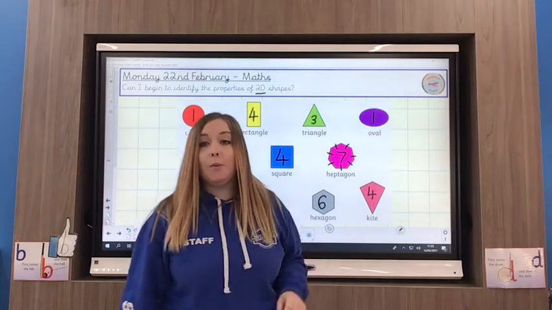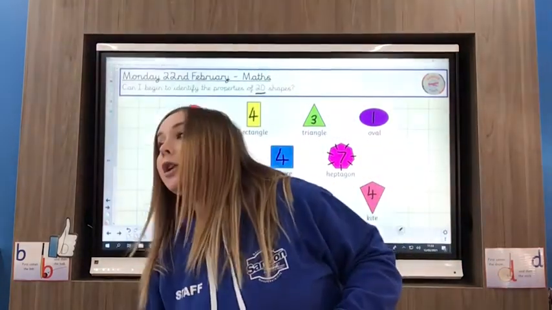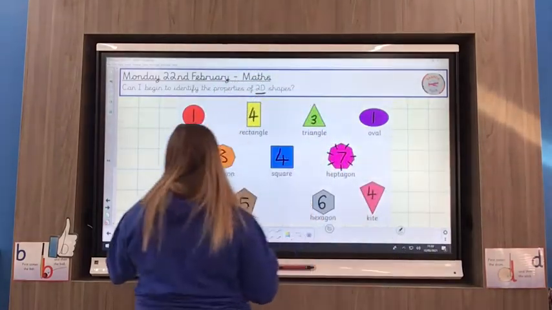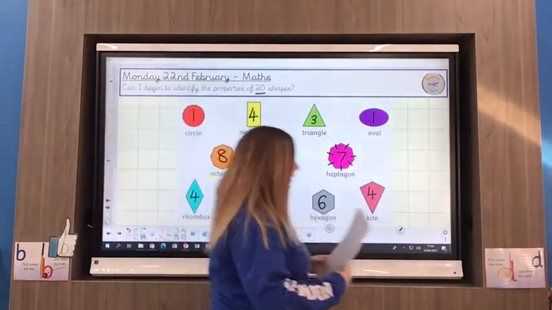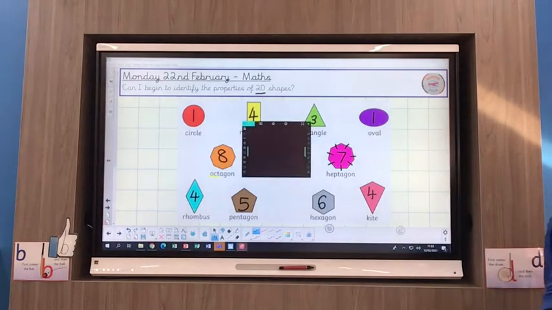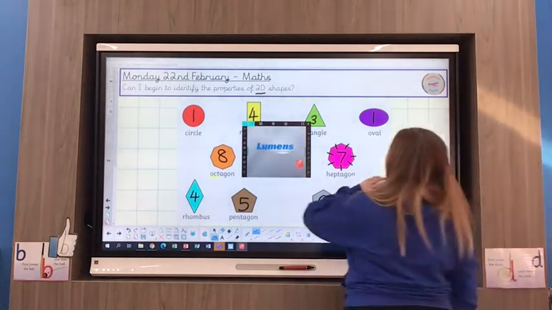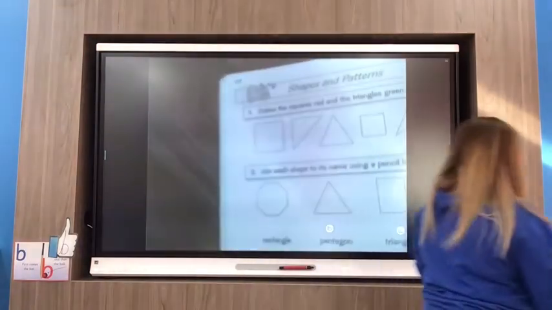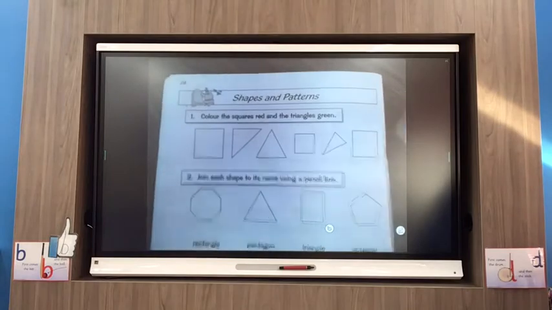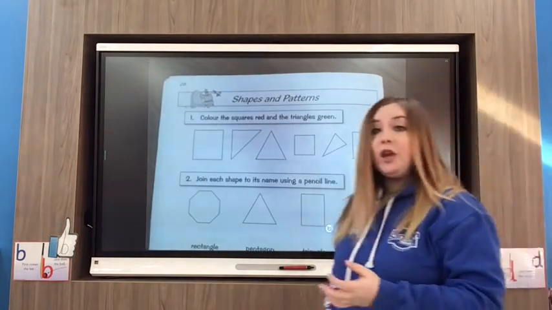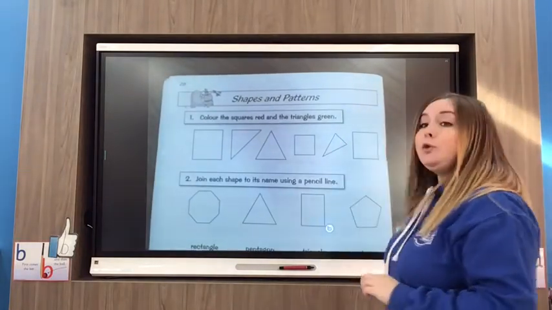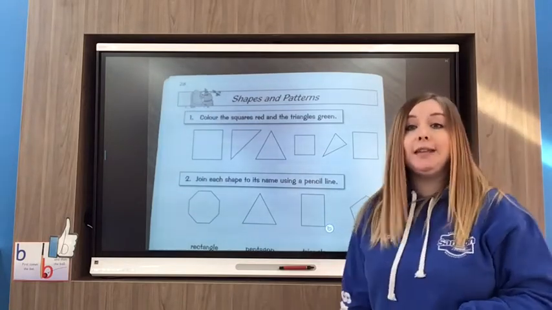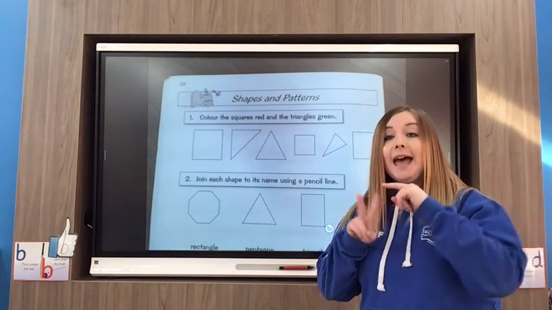The first thing I want you to do, Year 4, is open your book to page 28. The first question is asking you to colour the squares in red and to colour the triangles in green. So you need 2 colours, a red and a green.